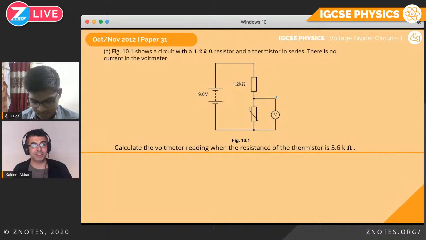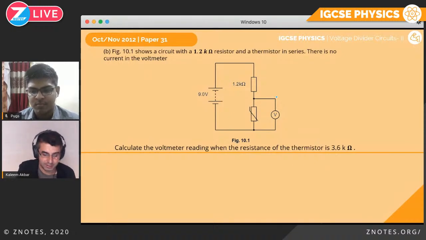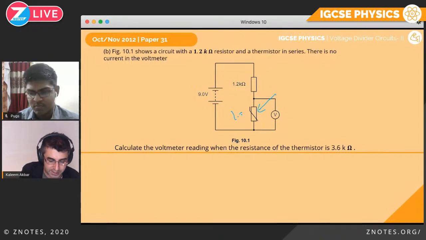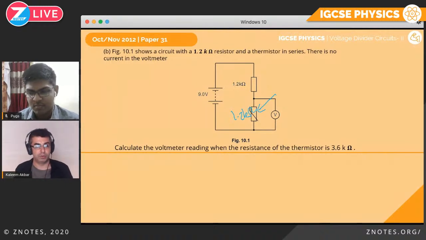So what do we know about a series circuit? We've already said it, current's the same. What do we know about voltage in series? It adds up to the total. So these 2 components, the thermistor, that bad boy there, and the fixed resistor must add up to 9 volts at any one time. In fact, if they both had identical resistance, it would be 4.5 volts, 4.5 volts. But here the resistance is very, very unlikely to be identical.